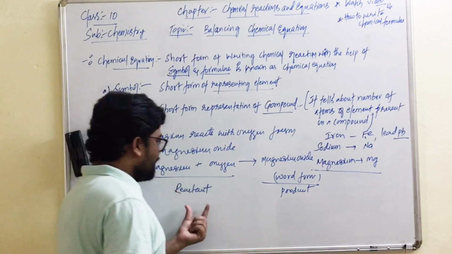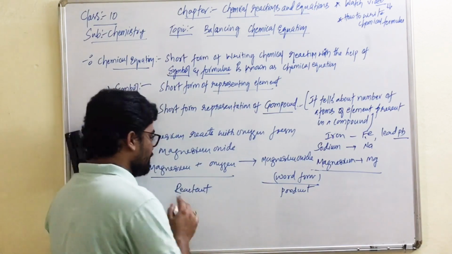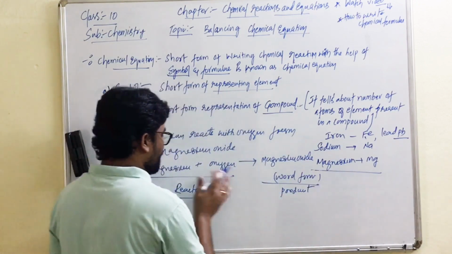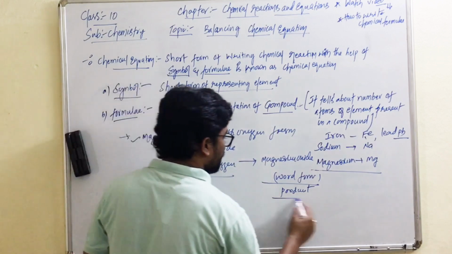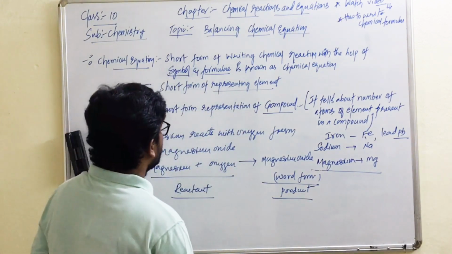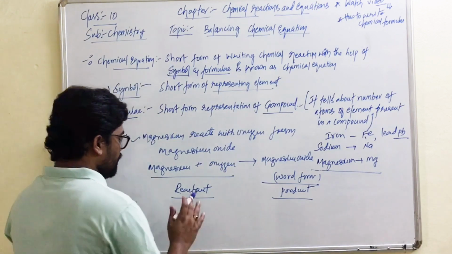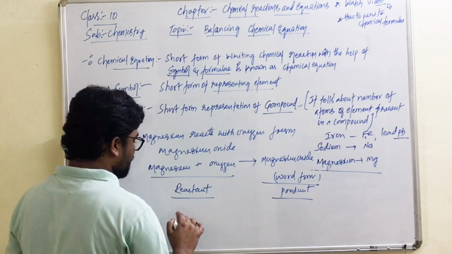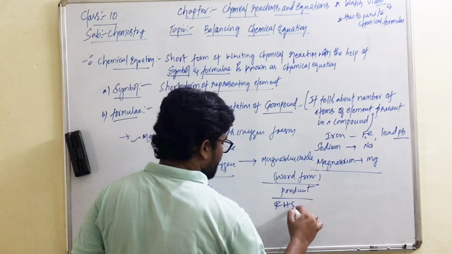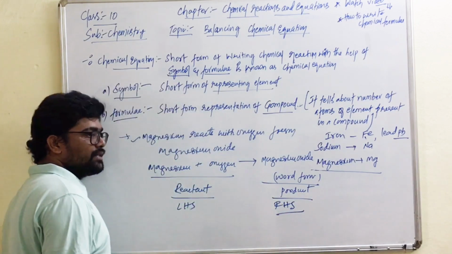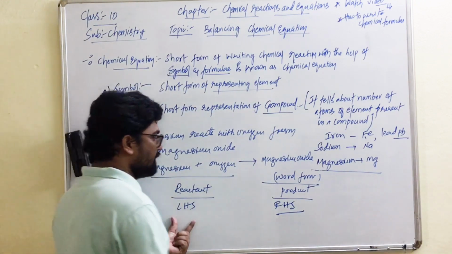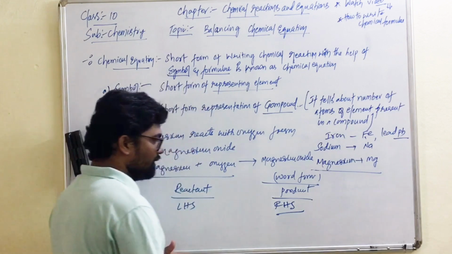The substances which are reacting, which are involved in a chemical reaction, we call reactants. The substances formed after the chemical reaction between magnesium and oxygen, we call the product. If you observe this chemical equation very carefully, reactants are written on the left hand side, and products are written on the right hand side. Always when you write a chemical equation, we should write reactants on the left hand side and products on the right hand side. Is it clear for everyone?